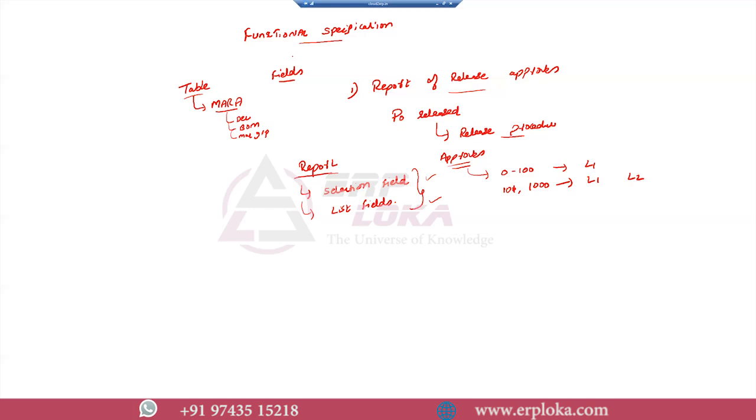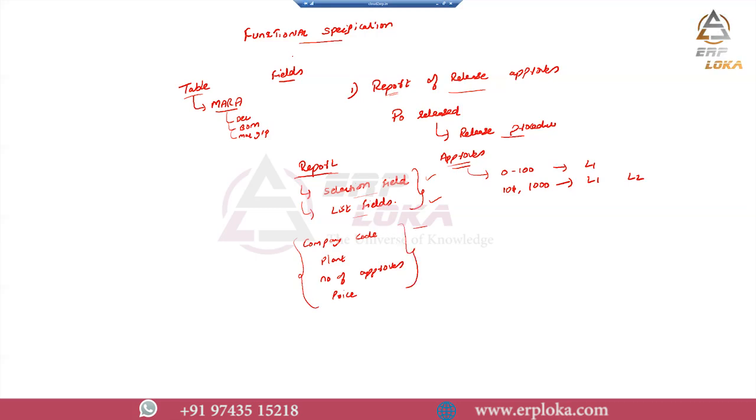So now we are focusing on the report of release approvers. So we are going to create the report. You need to consider the selection field as well as the list field. First thing, for example, think that the business wants the selection fields like company code, like plant, and number of approvers, and they want the total price of the PO. So you are going to create these in the selection field.